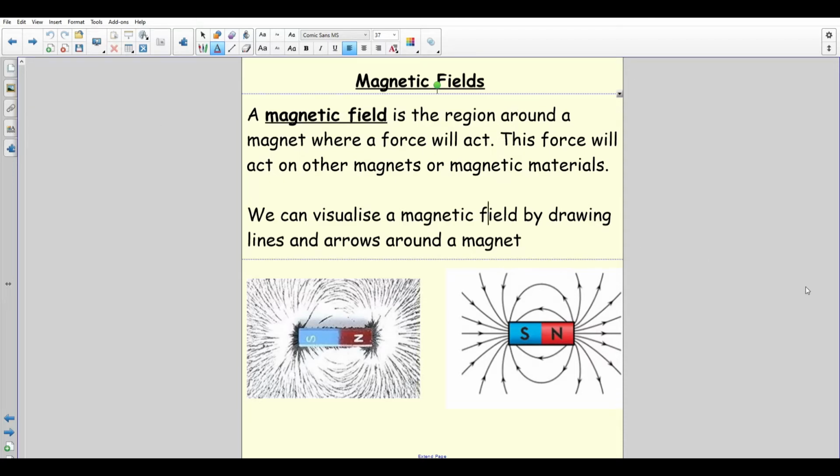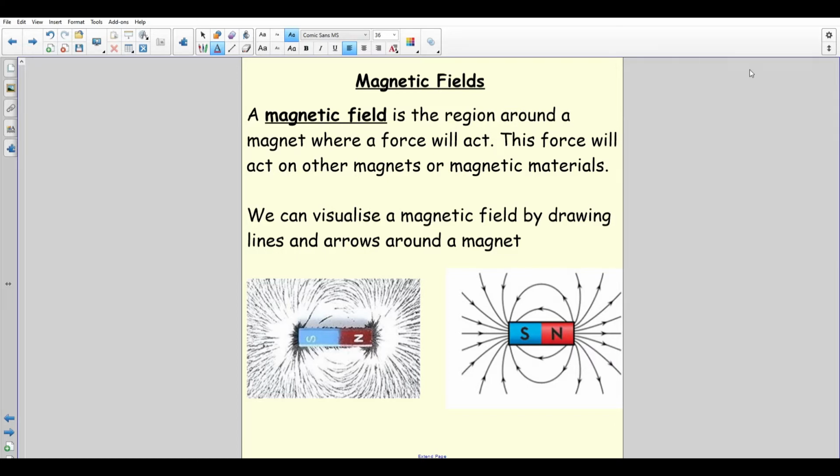Right, so in this lesson today, you're going to be looking at magnetic fields, and we're going to be looking at how we can visualize magnetic fields around an object, because the issue with a magnetic field is it's invisible. So what a magnetic field actually is, it's the area around a magnet where the force will act, and this is the same for any field in physics.